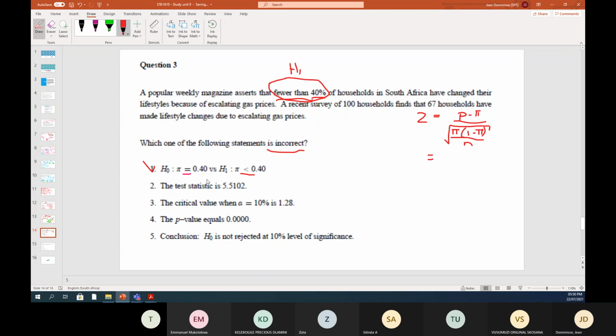Okay, so we know that value is 0.4. The p-value in this one, the proportion, is 67 divided by 100, and that is equal to 0.67. So 0.67 minus 0.4, divided by that calculation. Let's write that down. That would be 0.4, 1 minus 0.4 will be 0.6, and that divided by n, which is 100. Okay, so let's look at what that is.